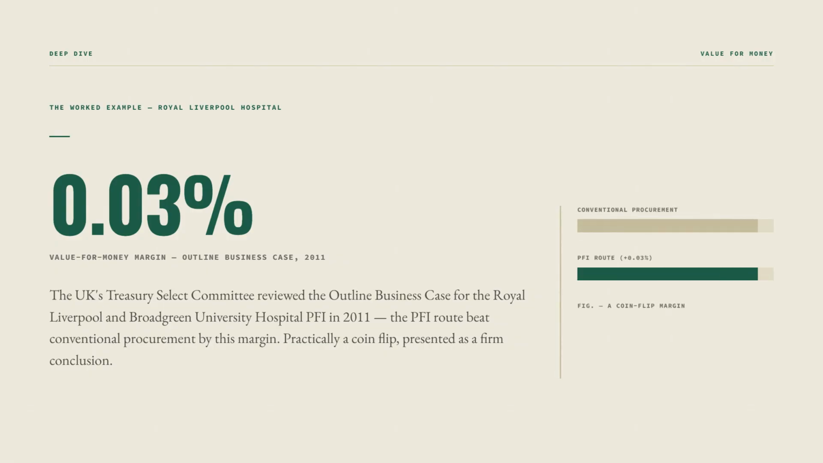Here's what that machinery produces on an actual project. The outline business case for the Royal Liverpool and Broadgreen University Hospital (PFI), reviewed by the UK's Treasury Select Committee in 2011, calculated that the PFI route beat conventional procurement by a value-for-money margin of 0.03%, practically a coin flip, presented as a firm conclusion.